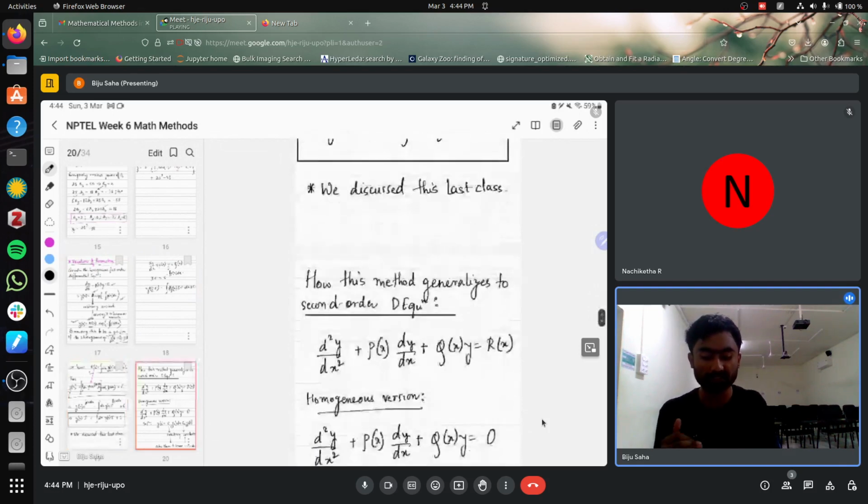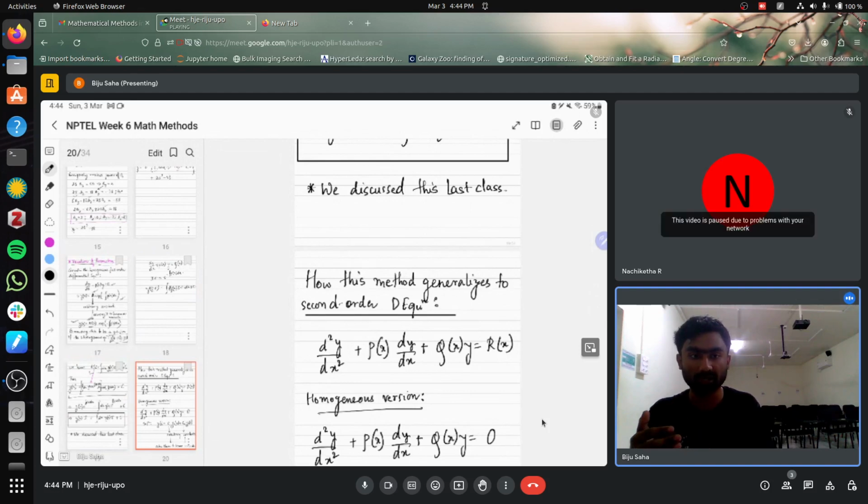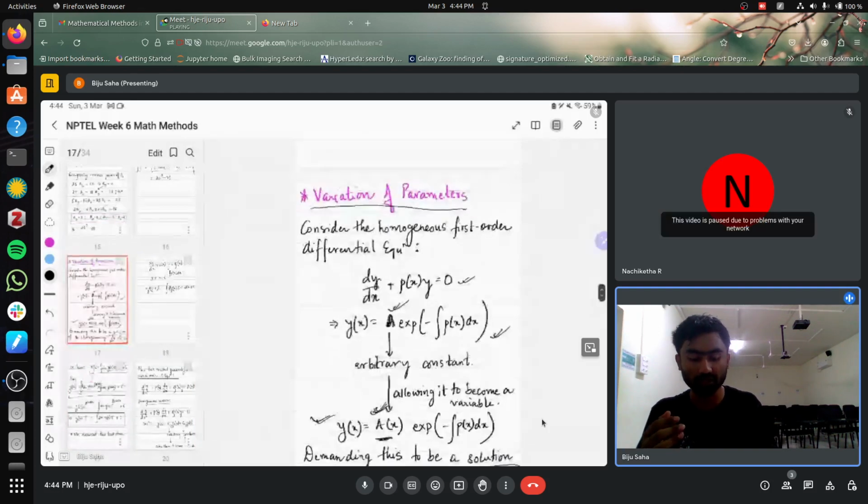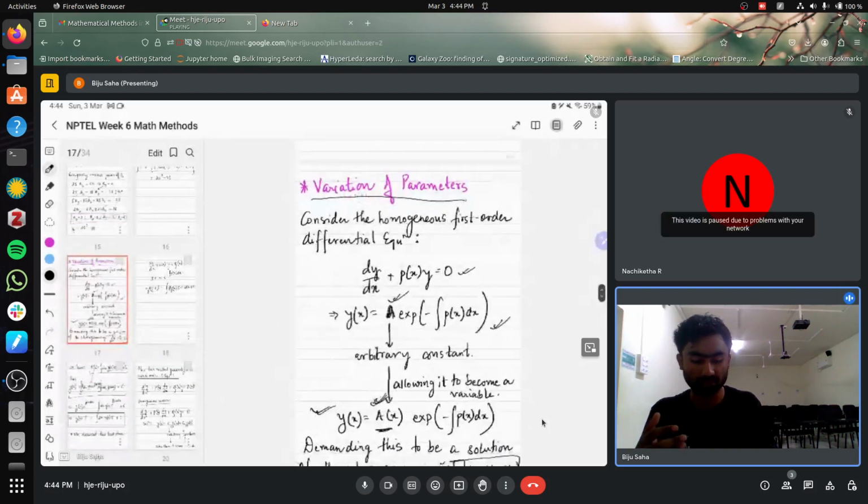So let us generalize this particular method, the very same method, that is allowing an arbitrary constant present in the solution of the homogeneous differential equation to become a variable would drive us towards the calculation of the solution of the inhomogeneous equation. So this is the notion that we are going to generalize for the second order differential equation, and that is what is known as the variation of parameter. Variation of parameter, because we are allowing the constant to become a variable.